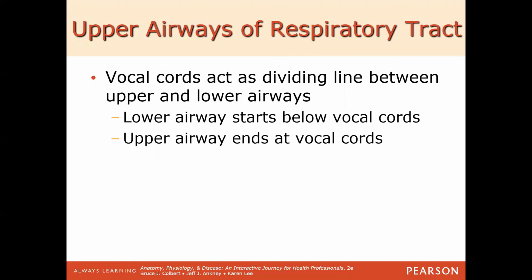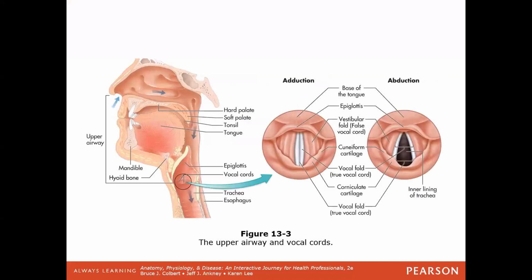Vocal cords act as the dividing line between the upper and lower airways. The lower airway starts below the vocal cords. The upper airway ends at the vocal cords. So this is where we will end our video today. Next time, we will join with the lower respiratory system.